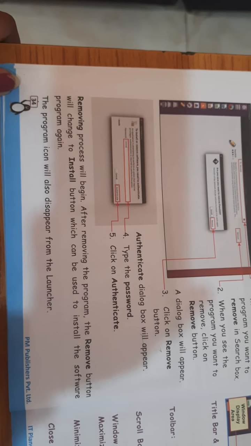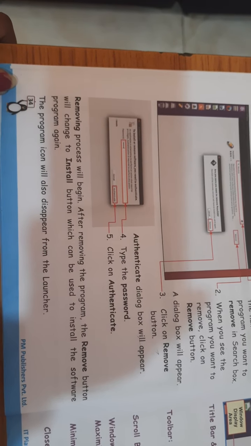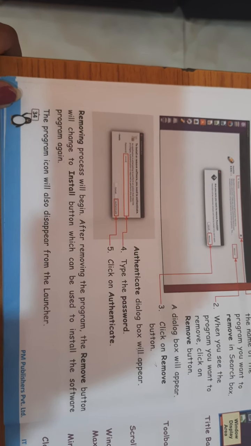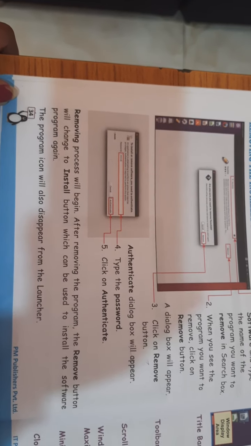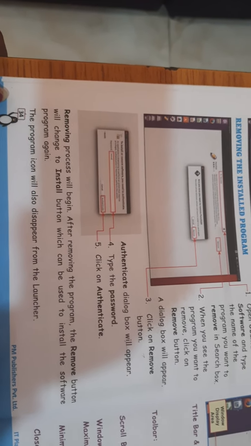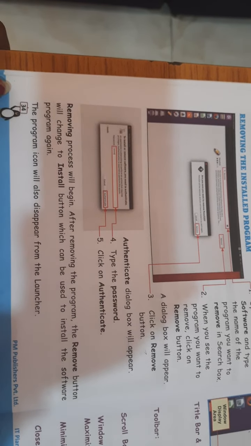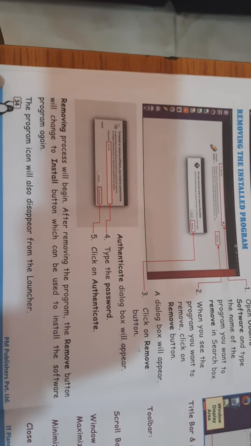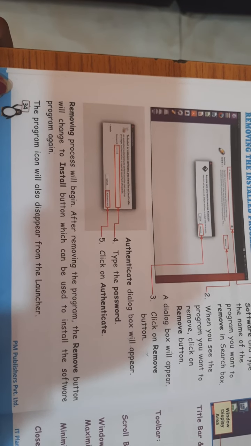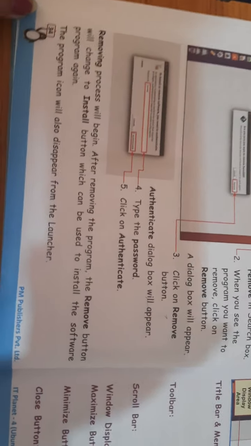After removing the program, the remove button will change to the install button, which can be used to install the software program again. Clear? If you want to install the program again, you can do it. The program icon will also disappear from the launcher as you have removed it, right?